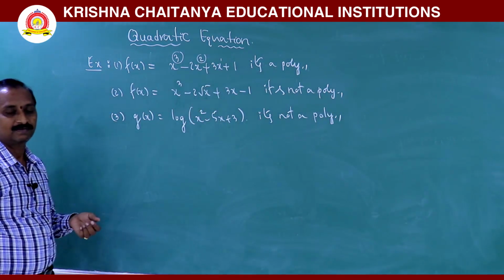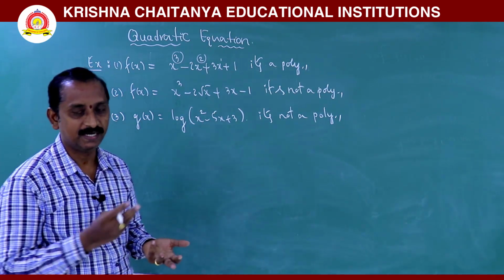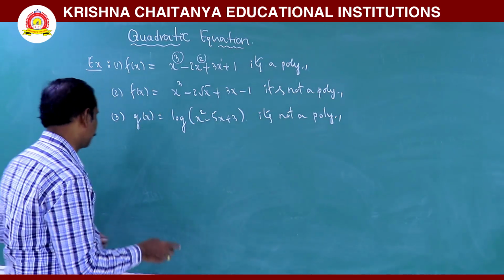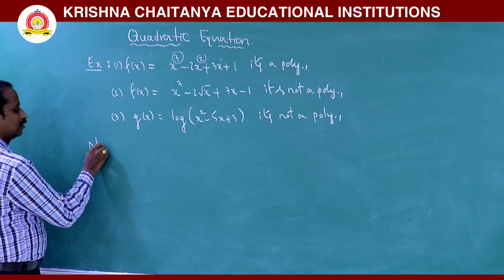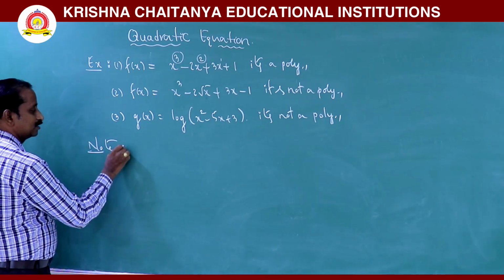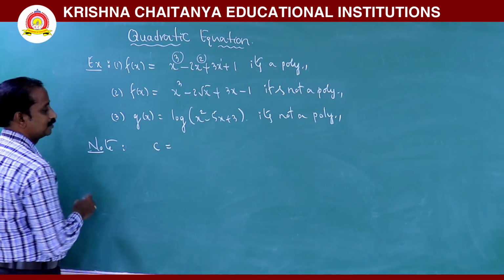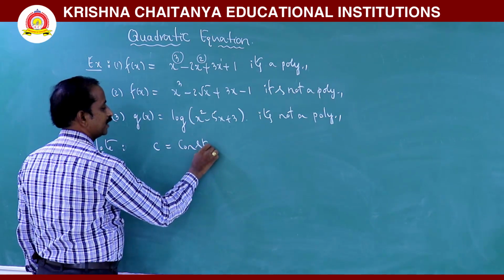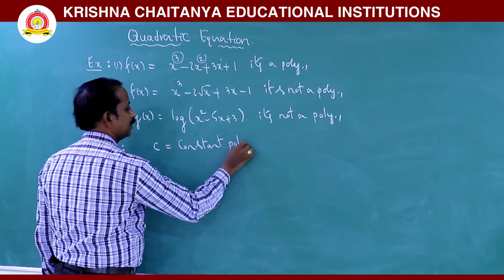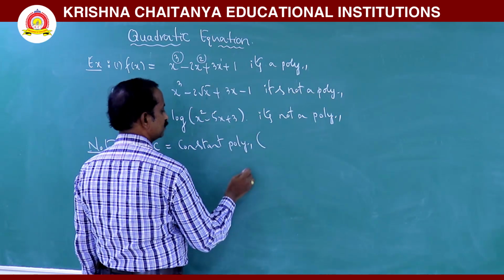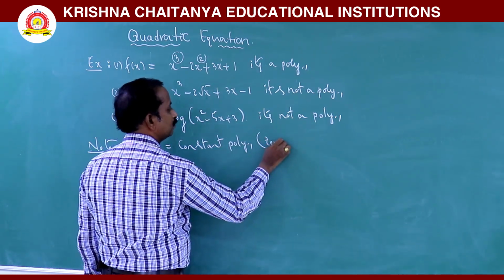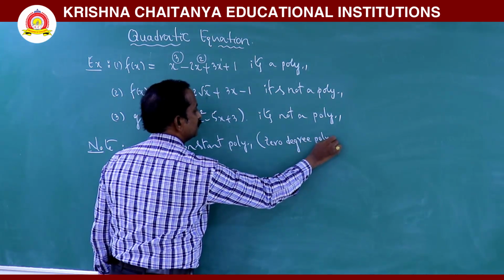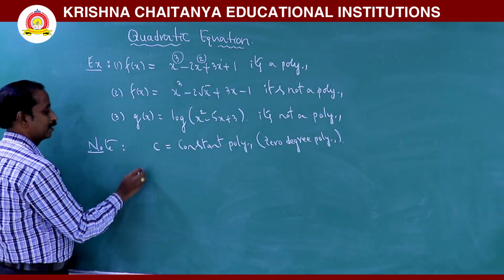Now we discuss what is constant polynomial, linear polynomial, quadratic polynomial, cubic polynomial, and so on. Now what is constant polynomial? C indicates constant. So C is called constant polynomial. What is the degree? The degree is 0, so a 0 degree polynomial is nothing but a constant polynomial.